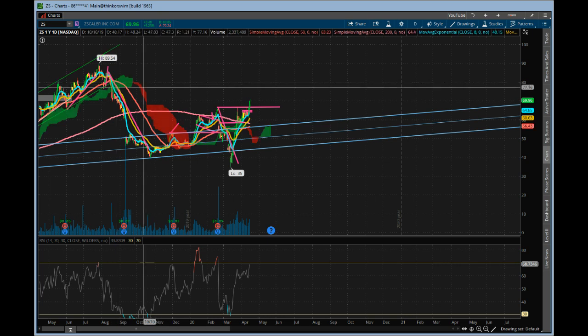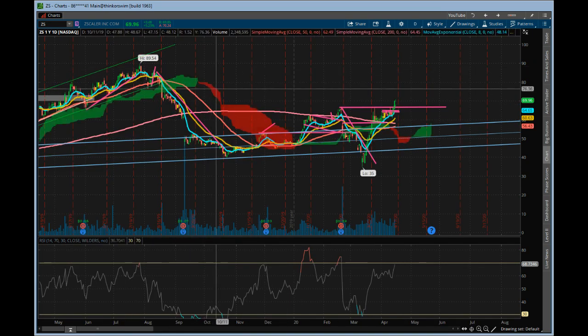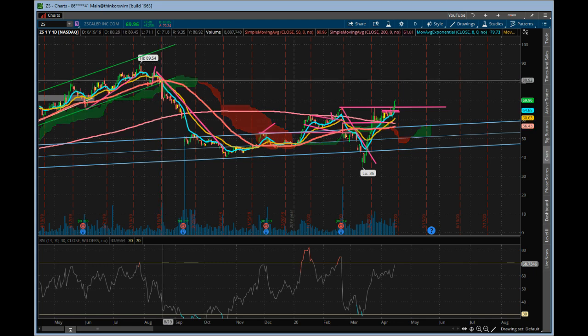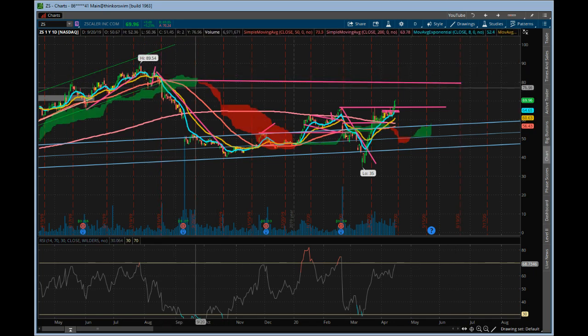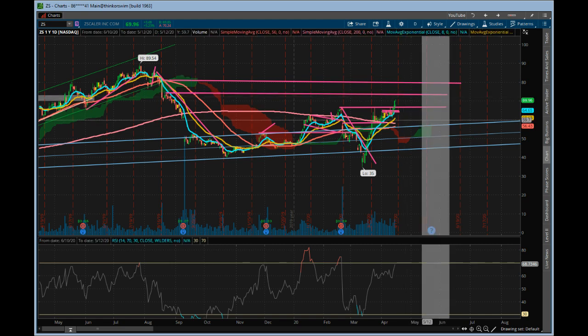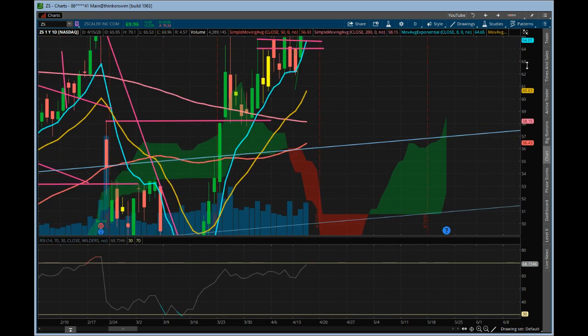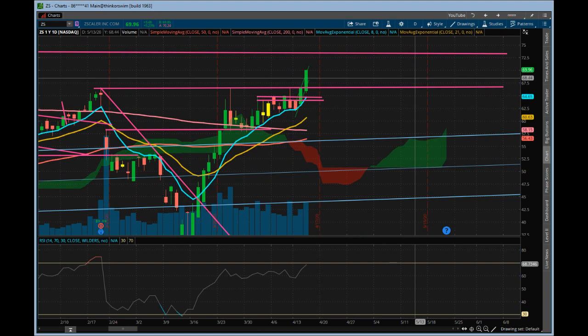Okay, sorry. So we had a breakdown right here. So this is the next level of interest. We also have this level right here, which could be interesting. So definitely keep an eye on those as this continues to look strong here.